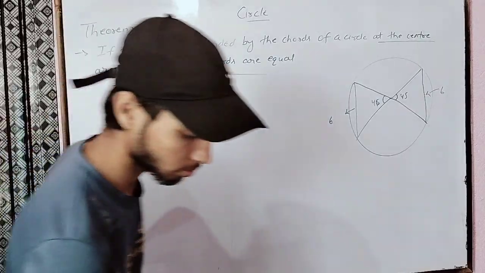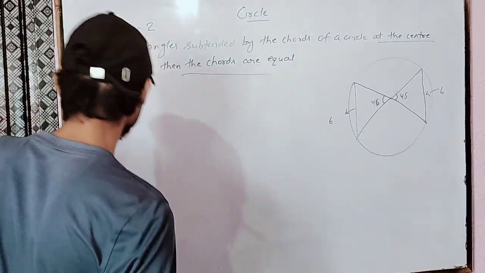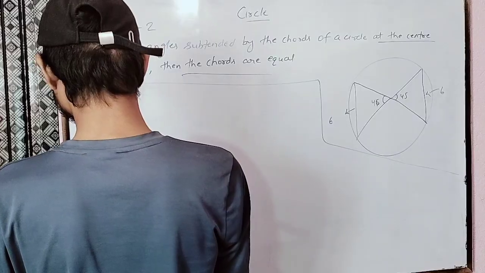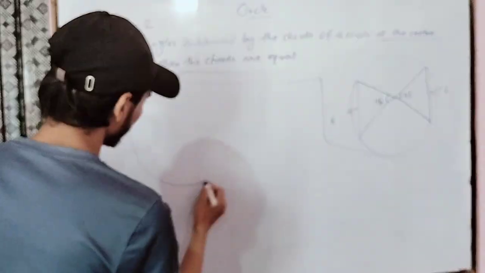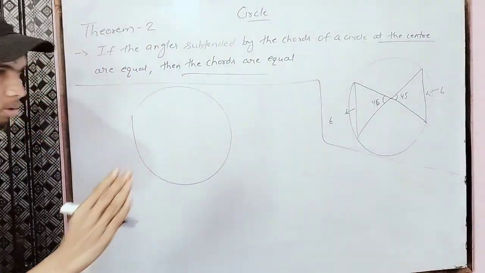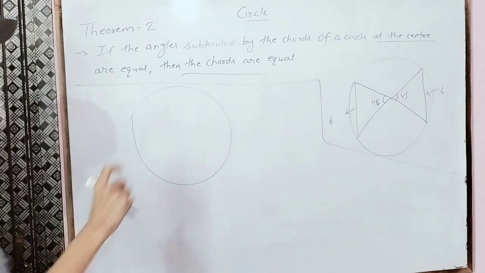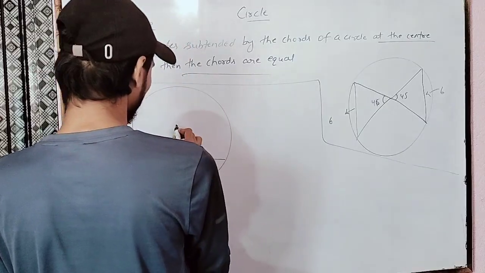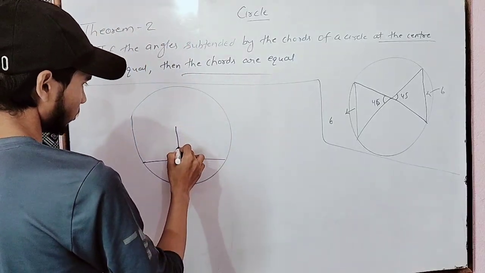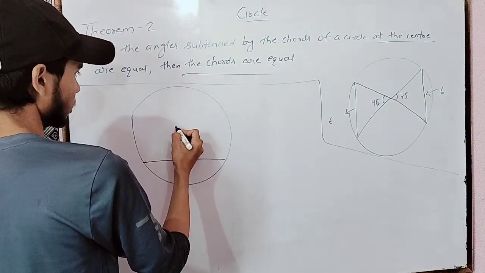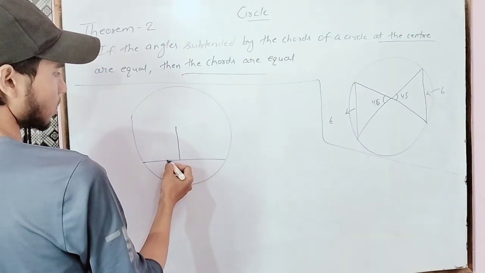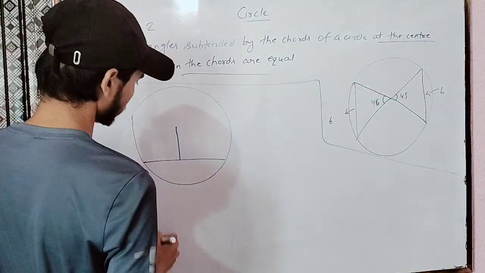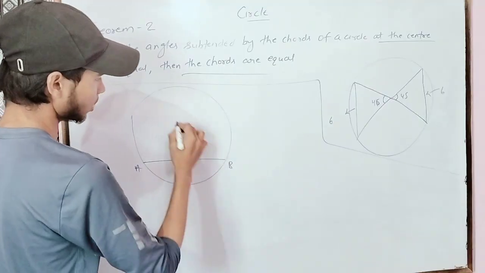Now next is a circle. We are talking about a perpendicular line. There is a chord, and a perpendicular will come. We are drawing a perpendicular from the center. It strikes the chord. This is A, this is B, this is O.